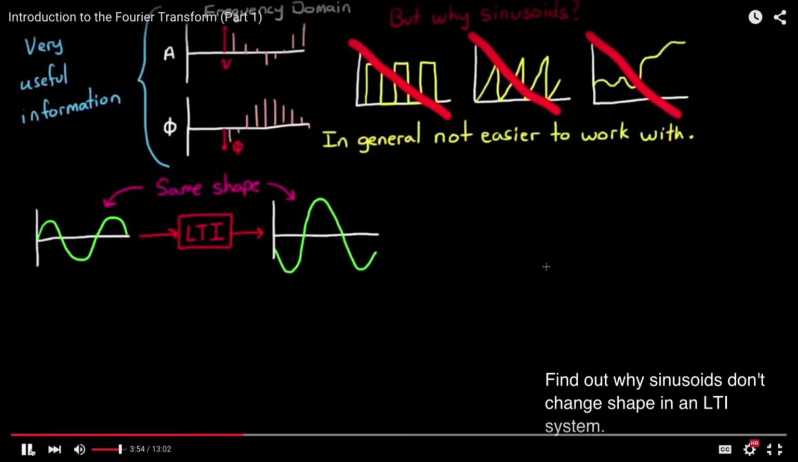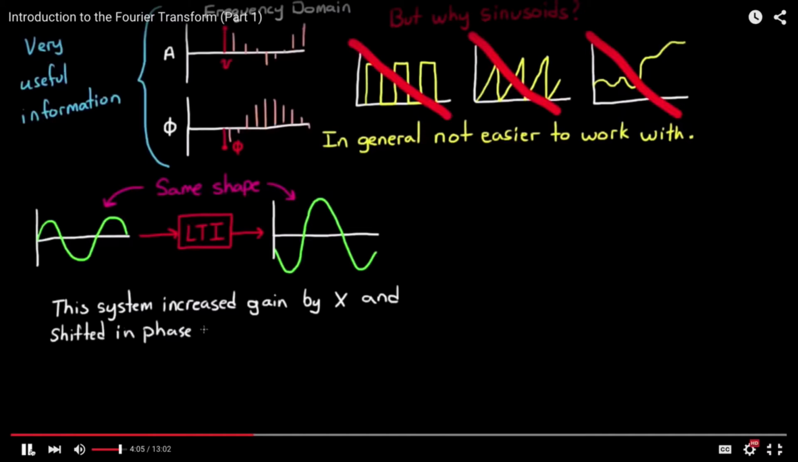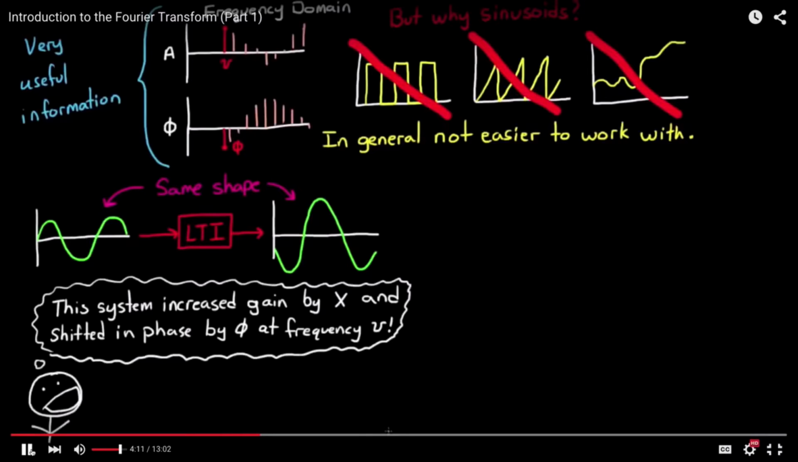Alright, so the benefit of having an input waveform that doesn't change shape is that it allows us to think in terms of change in amplitude, or gain, and change in phase through a system at any given frequency. And that lets us make use of a whole arsenal of tools for designing and analyzing control systems.